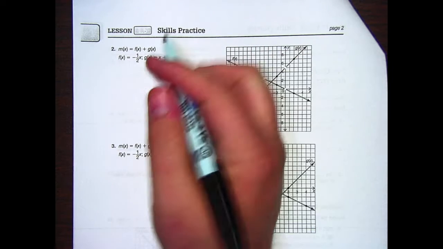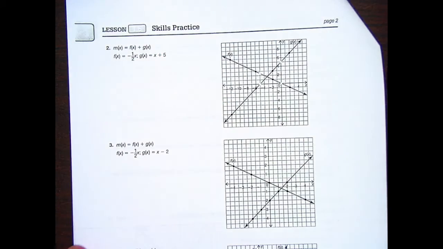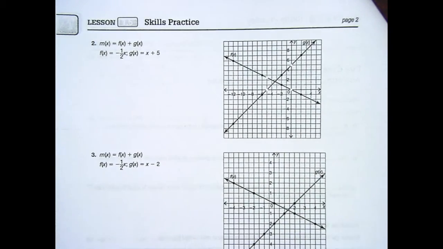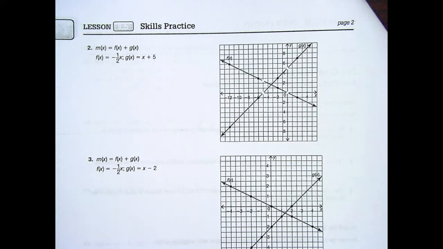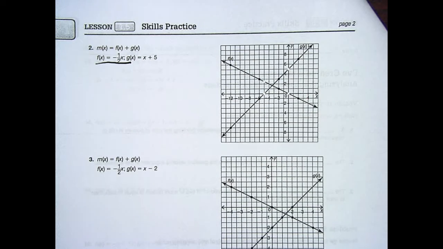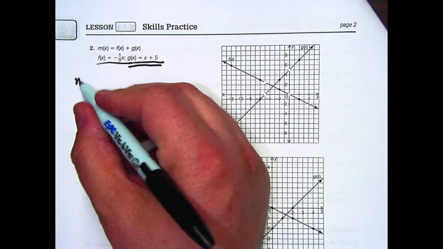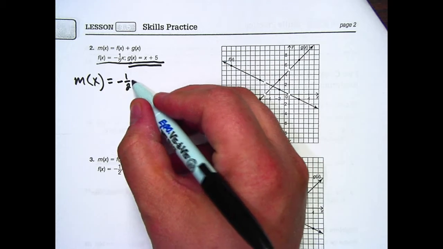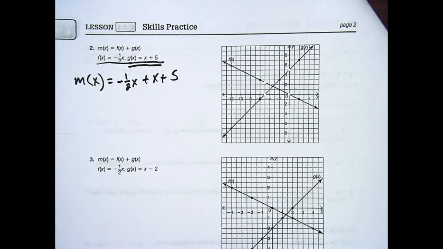Okay, so for problem number 2, we're going to do more of the same. M is equal to f of x plus g of x. Now on our one example problem, we saw that if we just added the functions themselves, we would get the composite function. In other words, I have f of x is equal to 1/2 times x, and then g of x is x plus 5. So then m of x should be negative 1/2 x plus x plus 5.